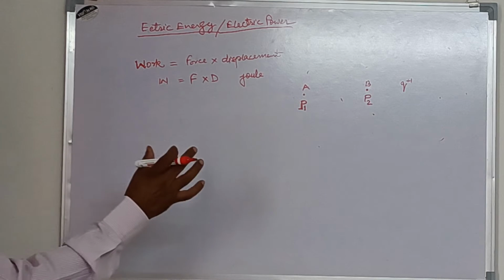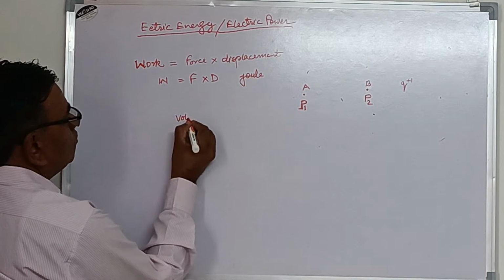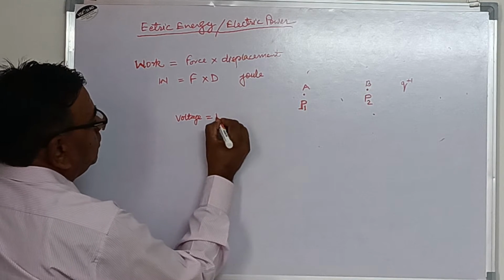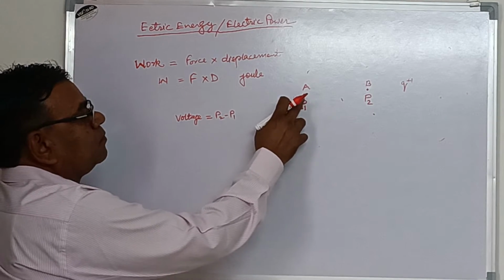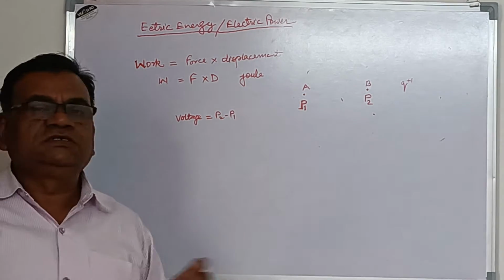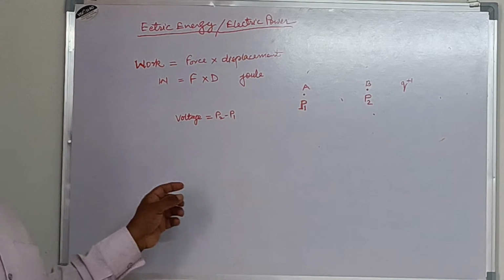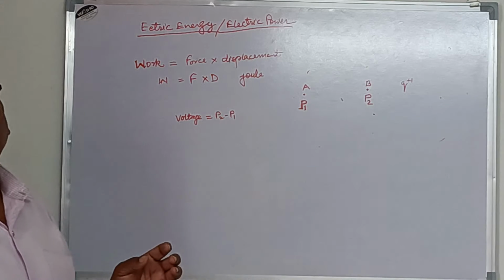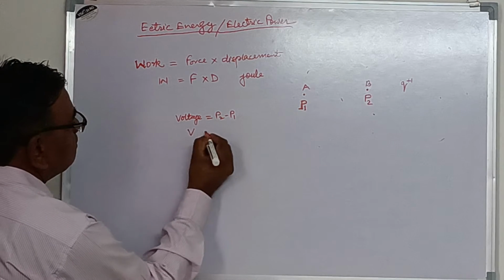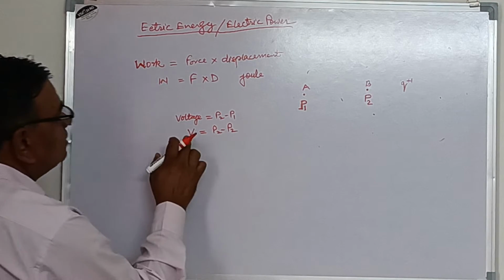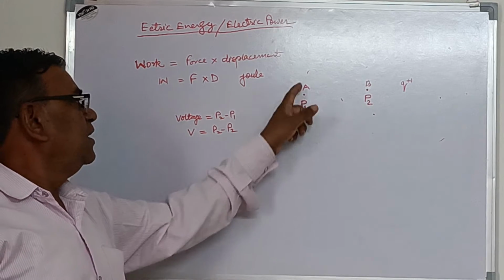Now, the difference of potential P2 minus P1 is known as voltage. What is voltage? P2 minus P1, potential difference, means for displacing a unit positive charge from point A to point B, the work done is known as the potential difference, and we call this potential difference voltage. The voltage is called potential difference, and this is the voltage V. V is equal to P2 minus P1, and this V is the work done in taking a unit charge from point A to point B.